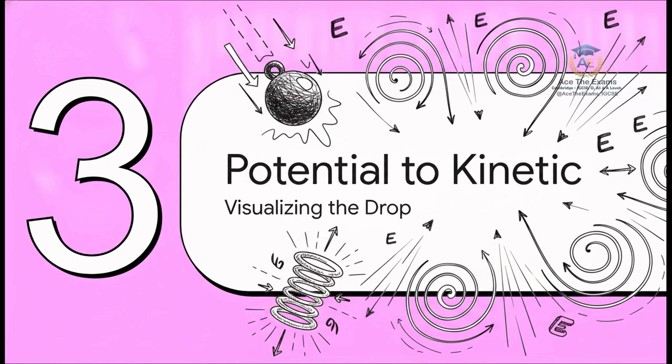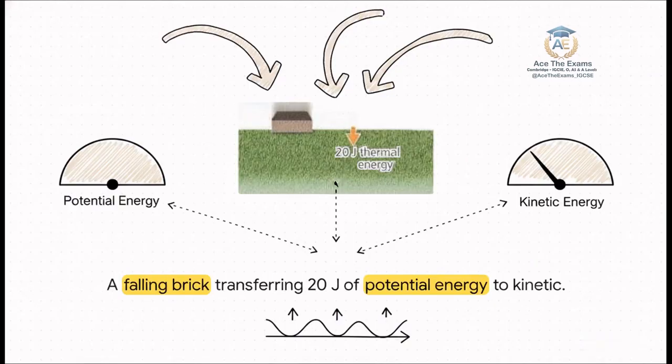All right, Section 3, potential to kinetic, visualizing the drop. Okay, let's picture this. Imagine a heavy brick in free fall. Before it even begins to fall, it possesses a certain amount of energy merely because of its height and the Earth's gravitational pull. We call this gravitational potential energy. In this specific example, let's say the brick holds 20 joules of it in its store.